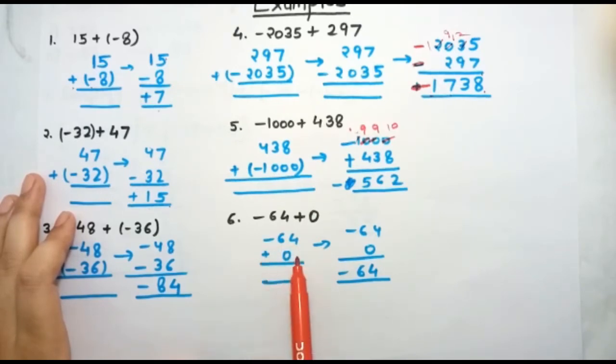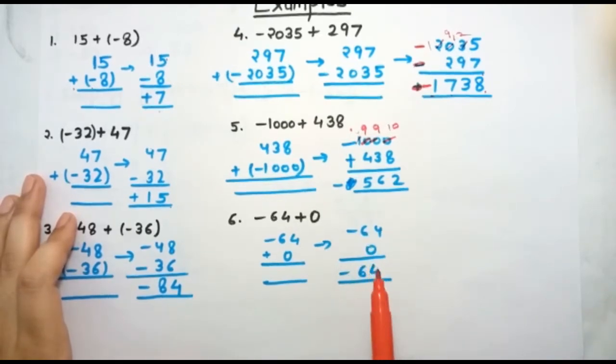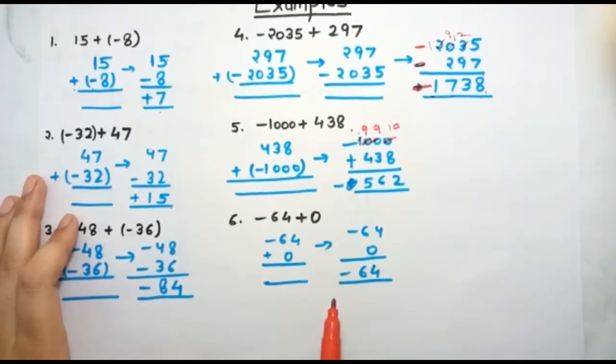We can see it here also by the example. Minus 64 plus 0. Plus and minus gives minus, the sign of the greater number. 64 is the greater number among these two, so the sign is minus. And we are subtracting here 4 minus 0, 4, and 6, 6. So that's why whatever number we add to 0, the answer would always be the same number, either a positive number or a negative number.